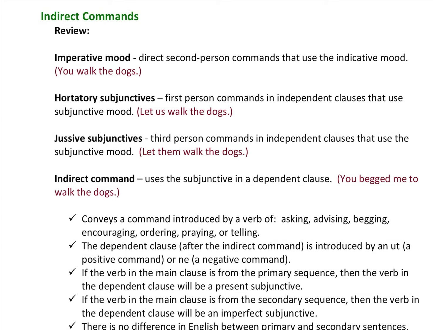Last thing for chapter 6 is indirect commands. And if you want to look at these as we go along or afterwards, you've got indirect command charts on page 30 and 31. All right, review.